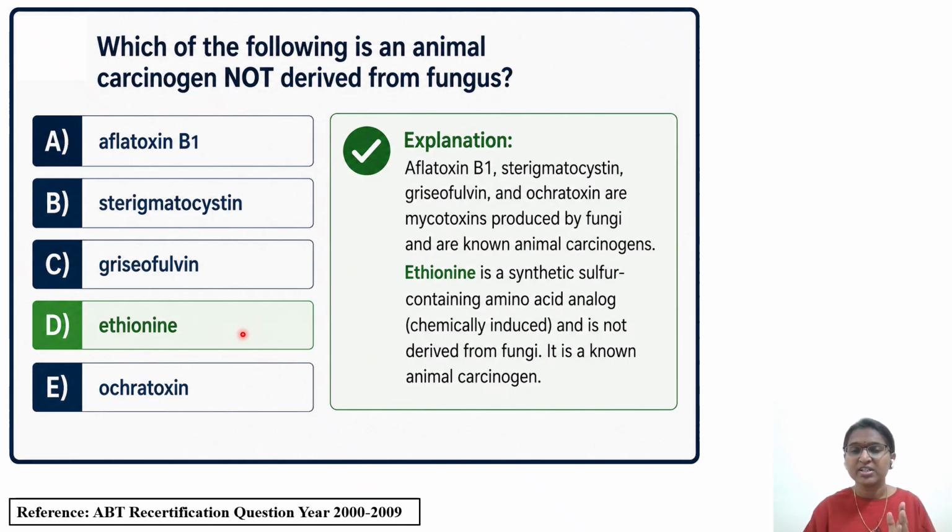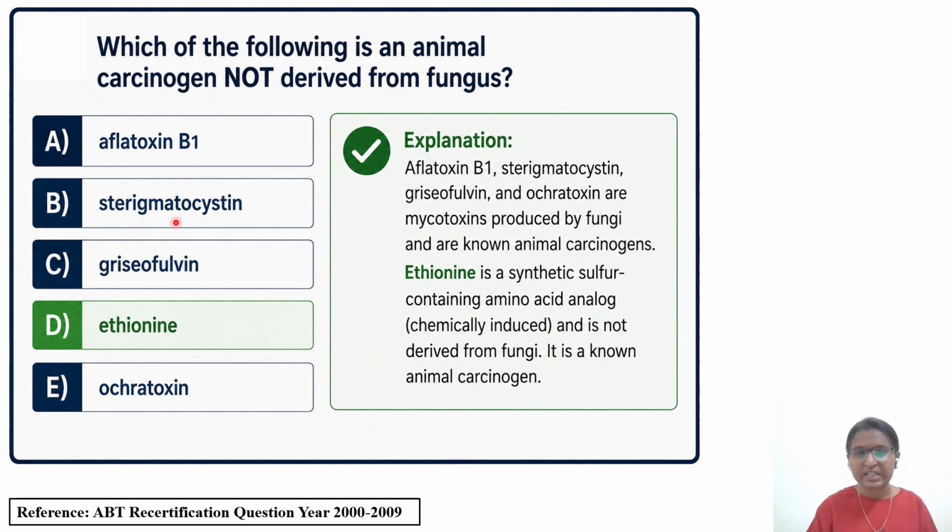So where is it coming from? It is a synthetic sulfur containing amino acid, chemically induced and not derived from the fungus. It is a known animal carcinogen. So the source is not natural; it is synthetically derived, ethionine. Okay. The important thing to remember is that the rest of the options are coming from fungus, they are mycotoxins, and all of them are causing cancer. So what is that? Aflatoxin B1. What is the target organ we are saying? Liver and kidney. Okay, remember.